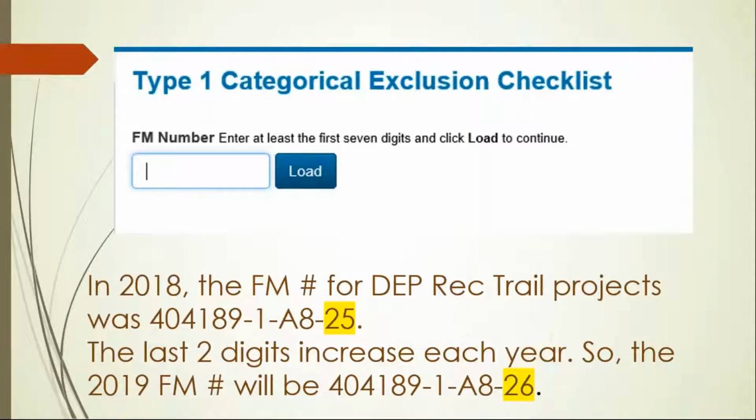First, for FDEP rec trail projects, there is one assigned FM number, which is 404-189-1-A8. And the last two digits are going to be identified for year. And so I believe for 2018, it was 25. The 2019 project should be 26. And as we move forward with future years, it will just advance from there.